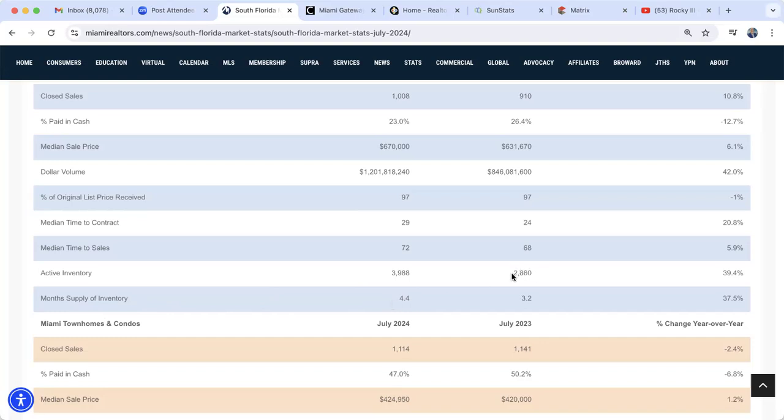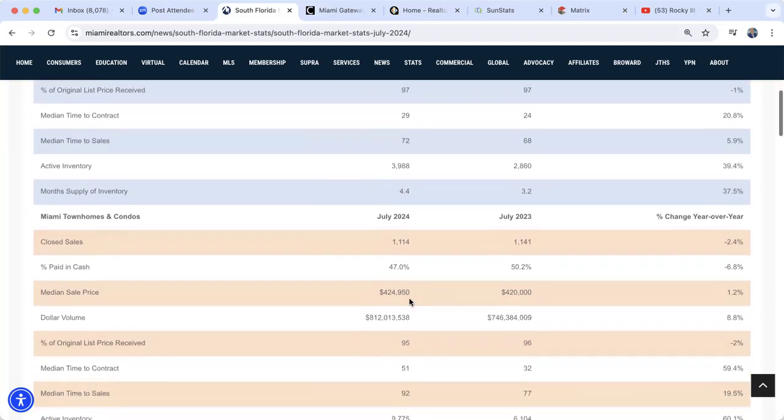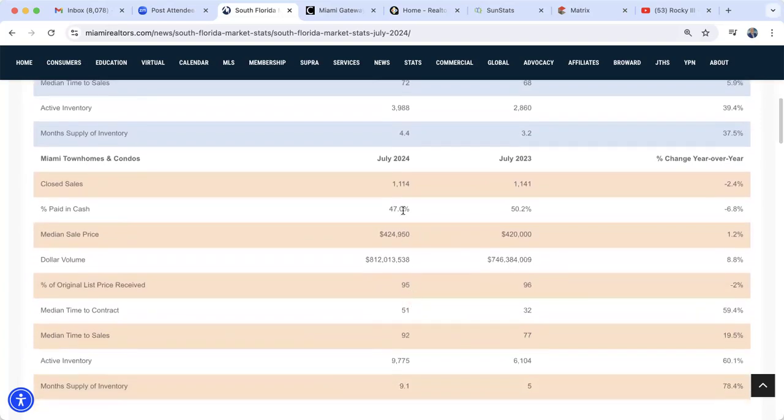I mean, if our active inventory went from 2,860 available units last year to now 3,988, then of course our months of inventory is up from 3.2 to 4.4. All right. You have the same numbers for condos right here. So condos, we actually sold a little less, so there's a decrease of 2.4%.